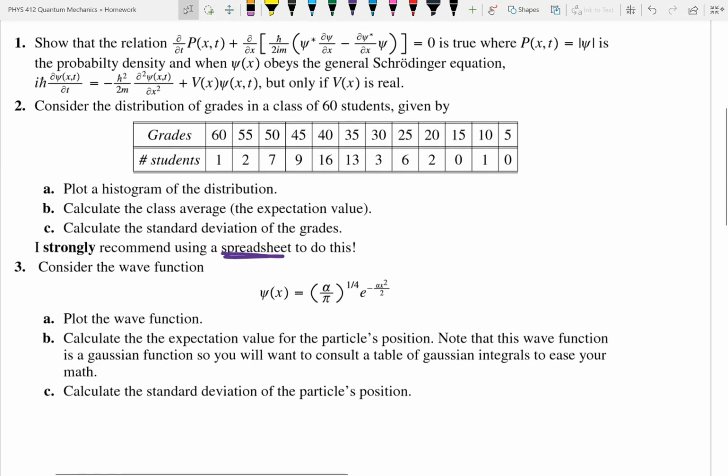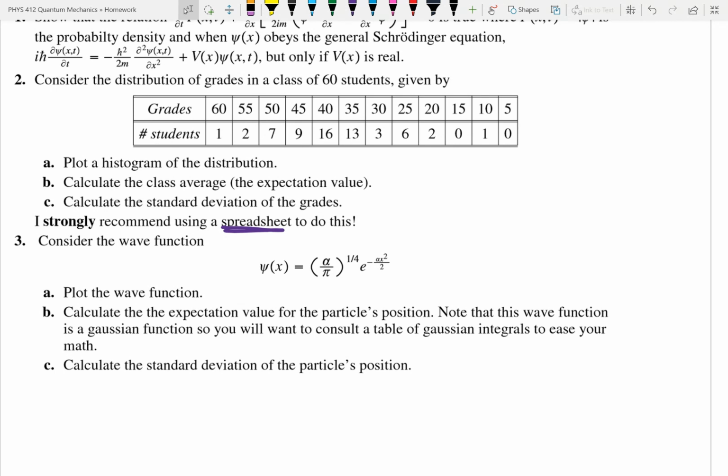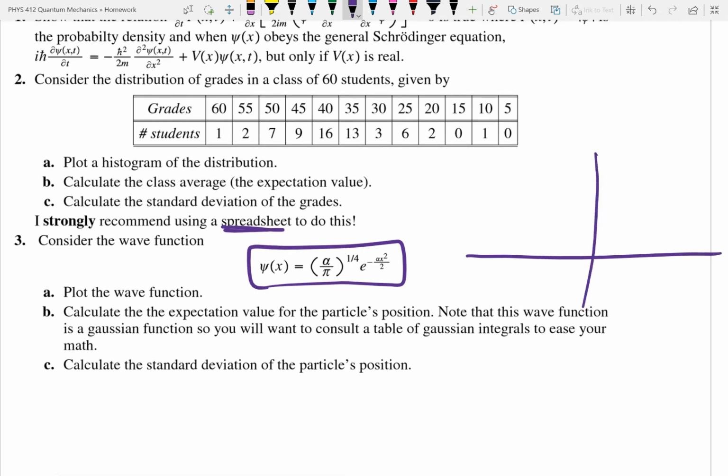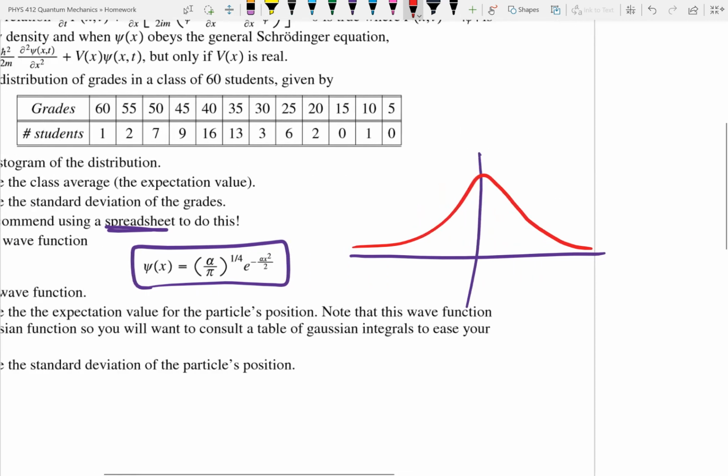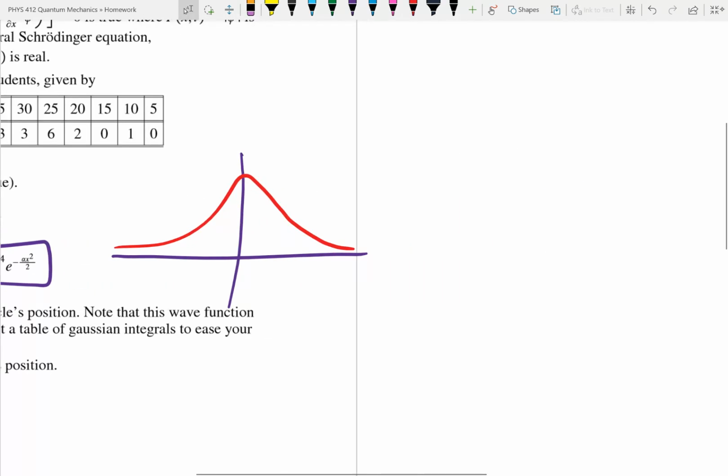Okay, so look at the last one. Just starting at the top, we have this here, which is a Gaussian distribution. And so it says to plot the wave function. To a rough approximation, it looks like that, right? Should be symmetrical. And I didn't ask you if it's normalized, but let's start with that. Let's check to see if it's normalized. So not part of the homework. Is it normalized?